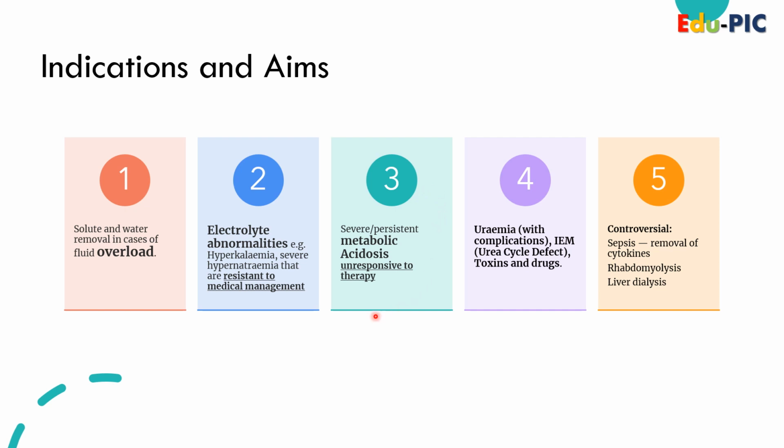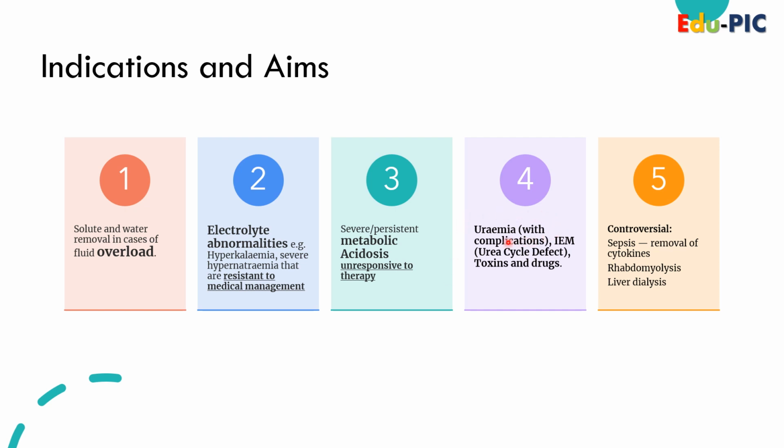Our third indication on the list is severe persistent metabolic acidosis that is again unresponsive to therapy. So if you found yourself with a patient who's got metabolic acidosis that comes possibly from an AKI or an inborn error of metabolism, and you can't fix it without giving lots of bicarb, then possibly this is the moment where you should think about dialysis.